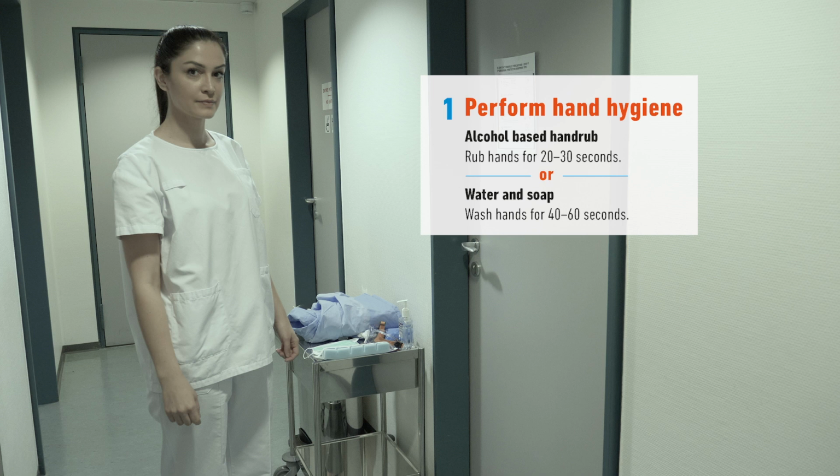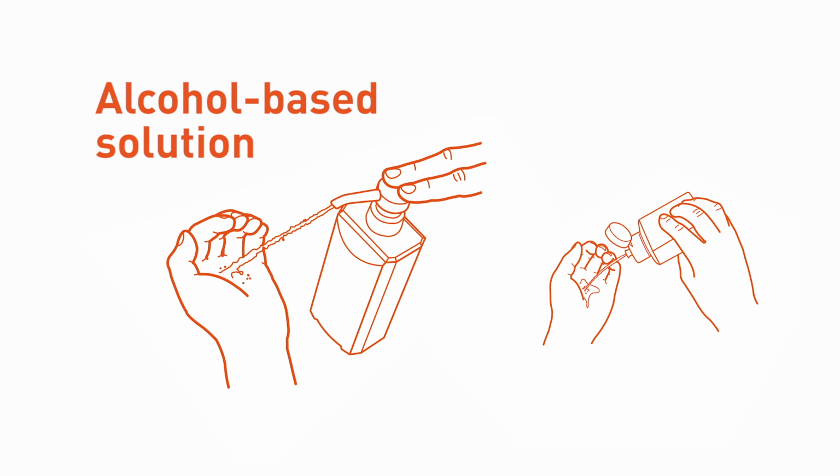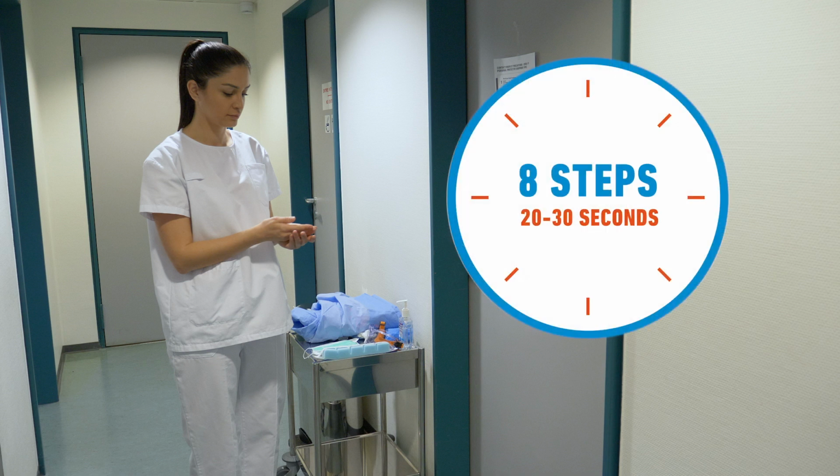Step 1 is to perform hand hygiene. You can clean your hands by rubbing them with an alcohol-based solution. It is the fastest and most effective method and better tolerated by your skin than other methods. Follow the WHO technique that ensures all the surfaces of the hands are carefully covered by the product and will eliminate the microorganisms on your hands.